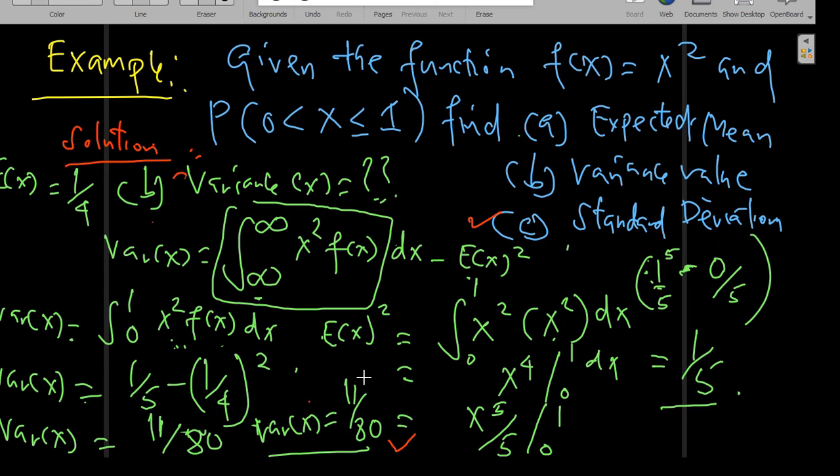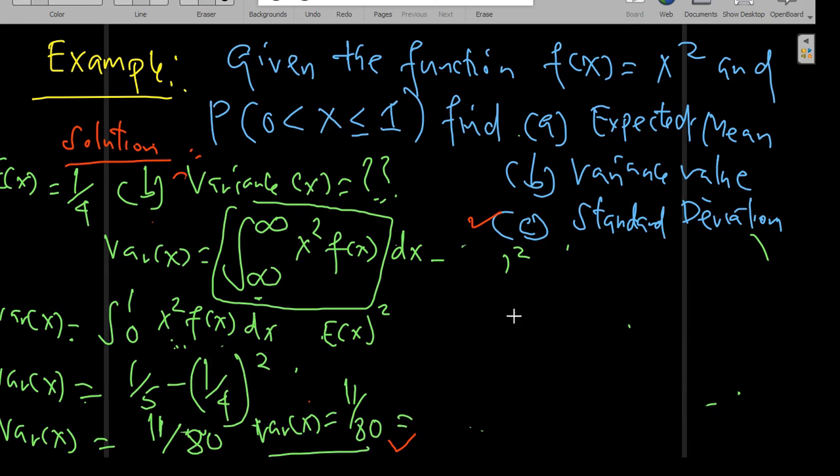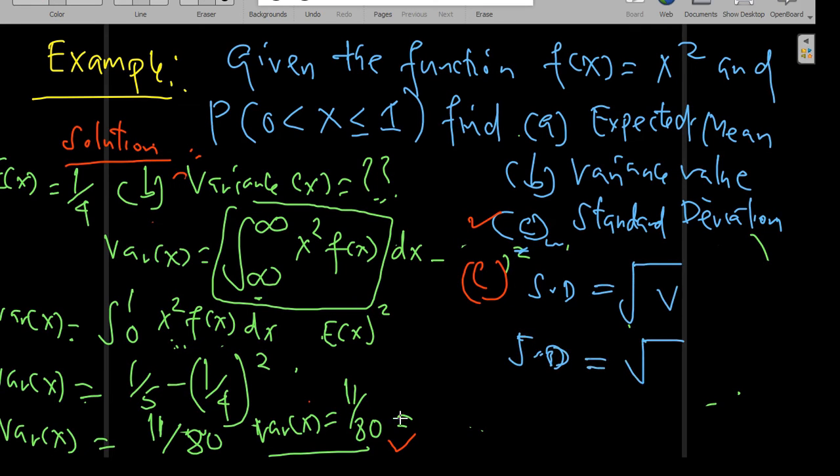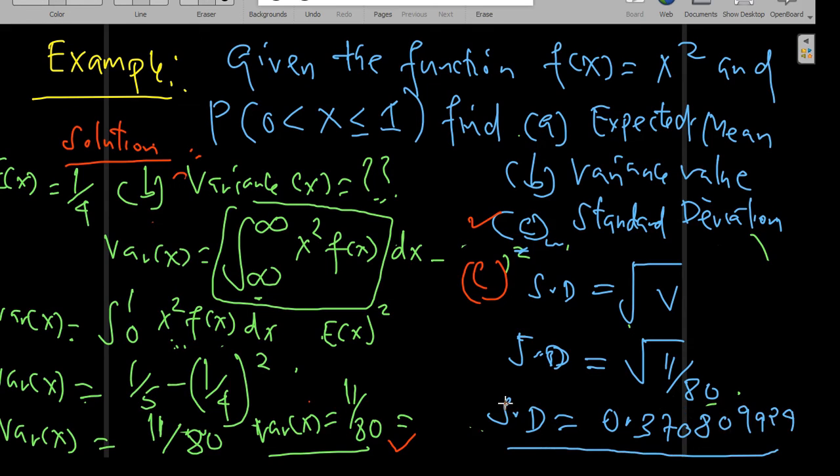So it is possible now to find the standard deviation since the variance is equal to 11 over 8. The standard deviation is given by taking the square root of the variance. So we take the variance, that is 11 over 8, and we take the square root of it. So the value of the standard deviation will be equal to 0.370809924. So the standard deviation will be that one.